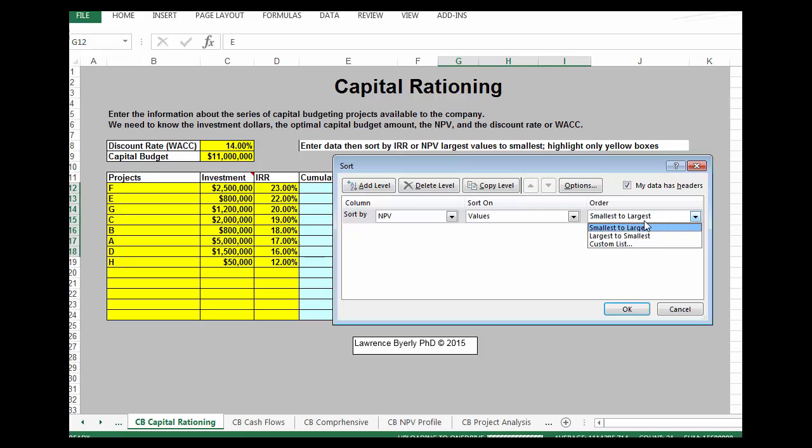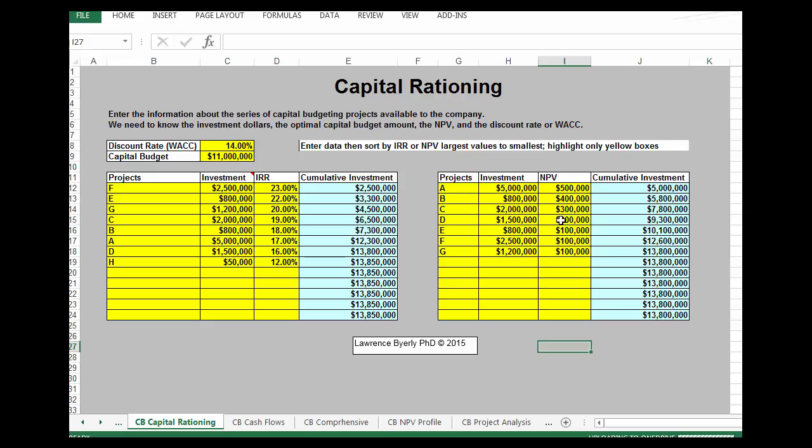We need to go from biggest to smallest because obviously we're going to start with the best projects and work our way down. Now in this case, again, the optimal capital budget is $13.8 million because all of these are positive projects, but the company only wants to spend $11 million. So they're going to do these projects here, A, B, C, D, F, G. They're going to do these projects because that's going to give them the maximum net present value, and they won't spend over 11 million.